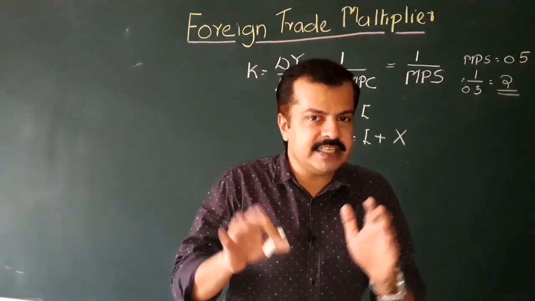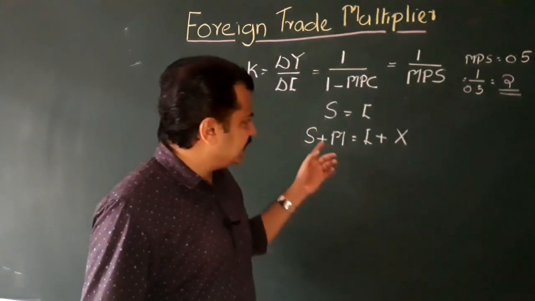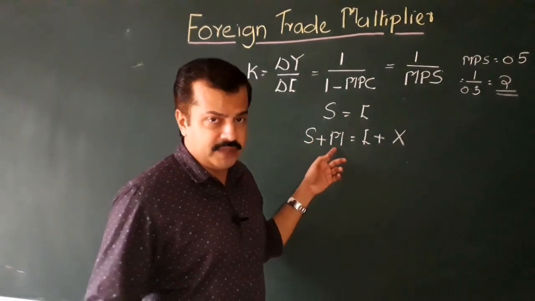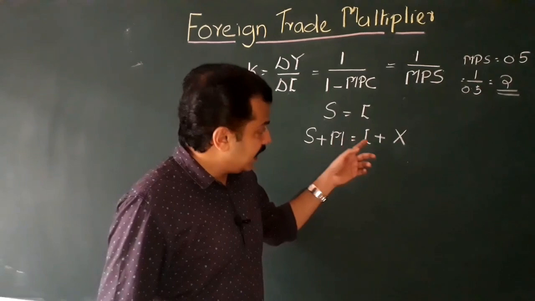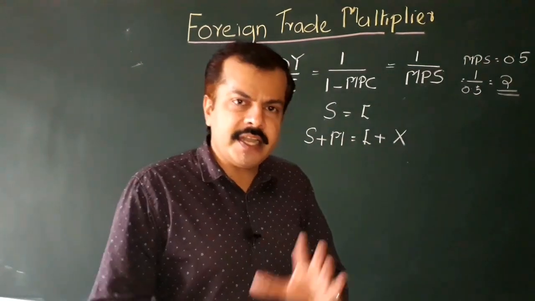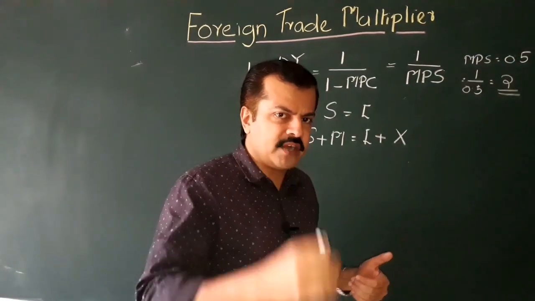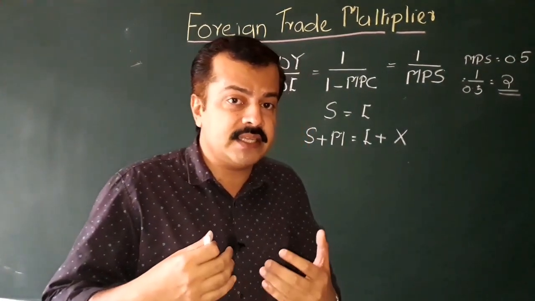Now, any change in income will in fact cause changes in saving and import, which are leakages as we said, along with investment and export, which are injections. Now let us derive this case using a difference form. So what will happen when there is a change in income?